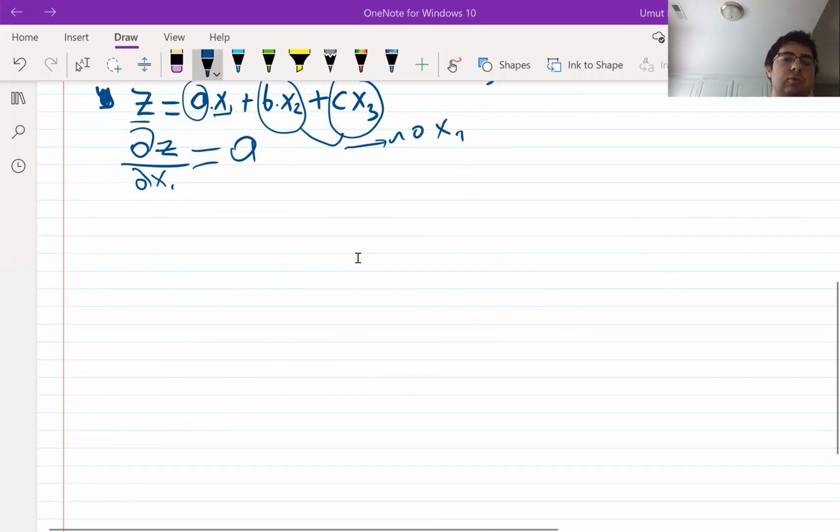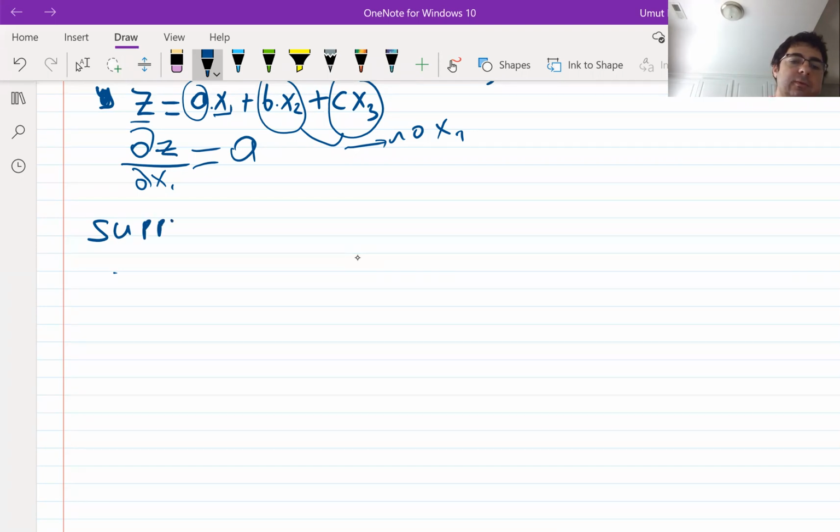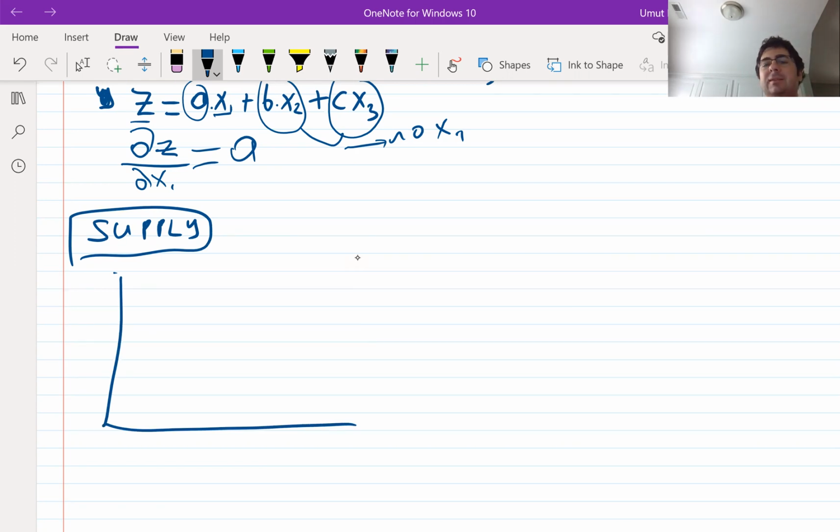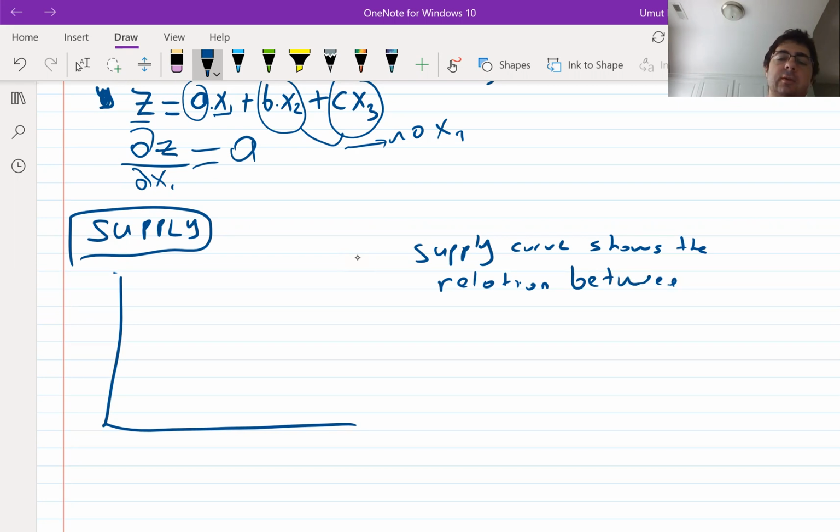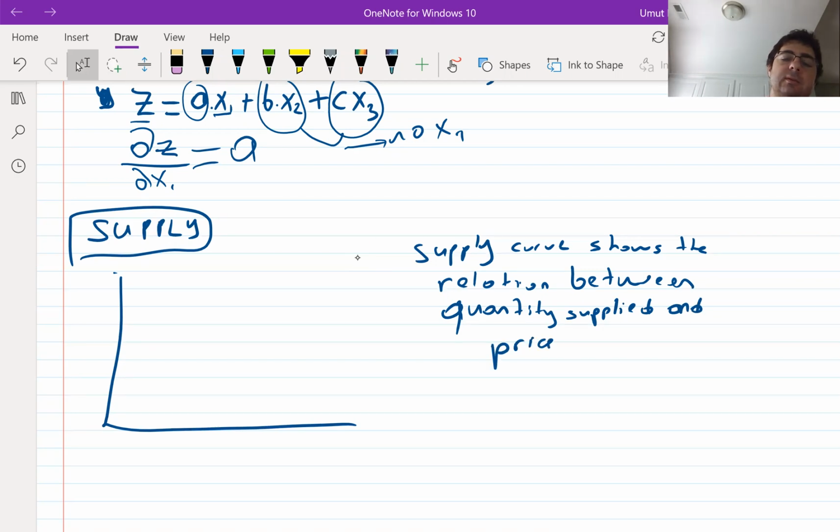And we also introduced the supply here, and we introduced the supply curve. If you watch the video that I posted, you will see that the supply curve shows the relation between quantity supplied and price of the good.